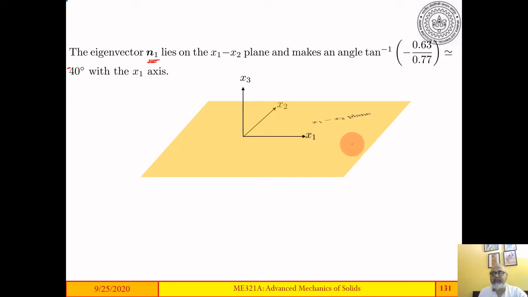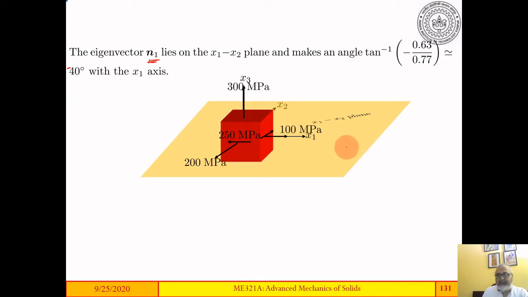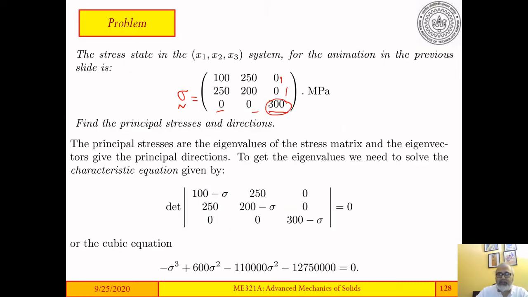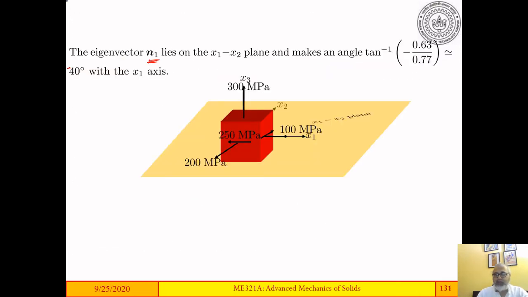So if you plot it, this was the x1, x2 plane, and this is your initial state of stress at this particular point. This is given here. I'm plotting the state of stress in the x1, x2, x3 system, which is plotted here. And now if you turn this axis to n1, n2, n3 such that n3 and x3 are coincident, and n1 is oriented at minus 40 degrees to the x1 axis. So that's what we have found.